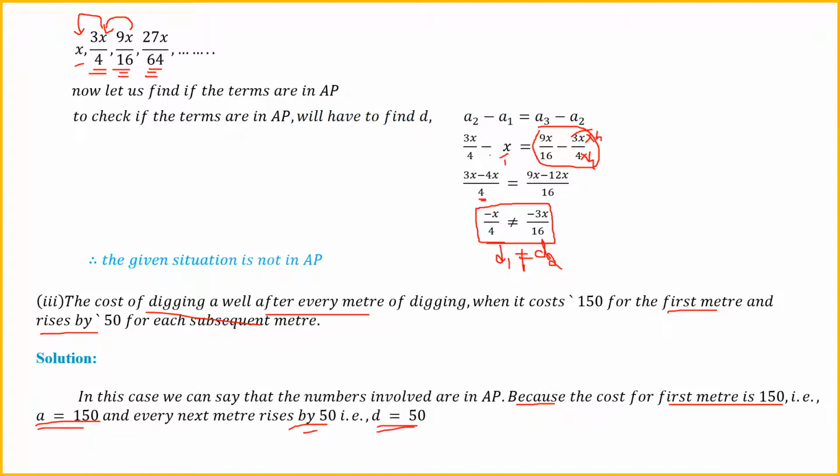Let us assume a person digs only 1 meter. Then he pays 150 rupees. Let us assume another person digs 2 meters. Then he will have to pay 150 for the first meter plus an additional amount of 50 rupees for the second meter. If a person digs 3 meters, then for the first meter it's 150, for the second meter it's another 50, and for the third meter another 50.